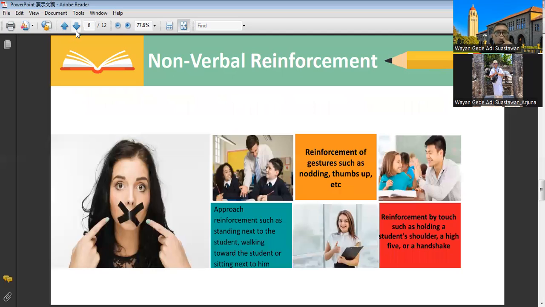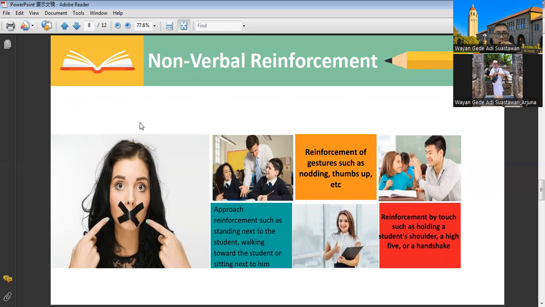And now, what about non-verbal reinforcement? The non-verbal reinforcement approach is all teacher activities in the form of gestures that can provide positive encouragement for students' learning activities.